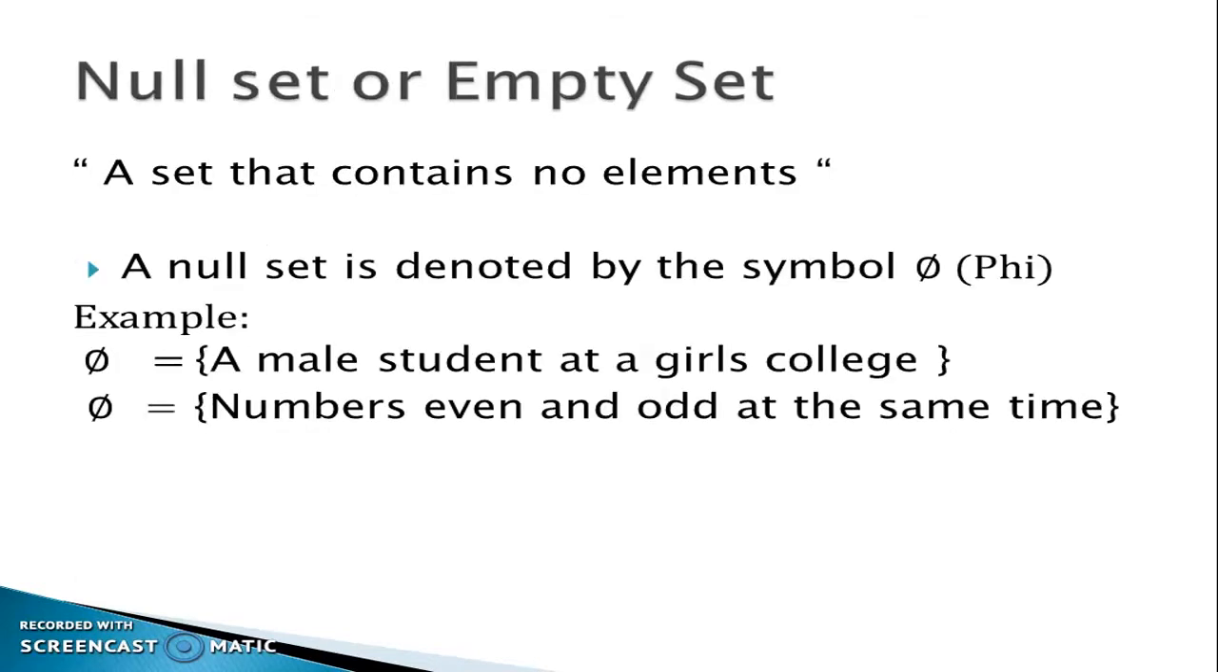Null set or empty set. A unique set having no elements at all is known as null set or empty set. A null set is denoted by the symbol phi. For example, phi is a set, a male student at a girls' college. Similarly, numbers even and odd at the same time is a phi set.